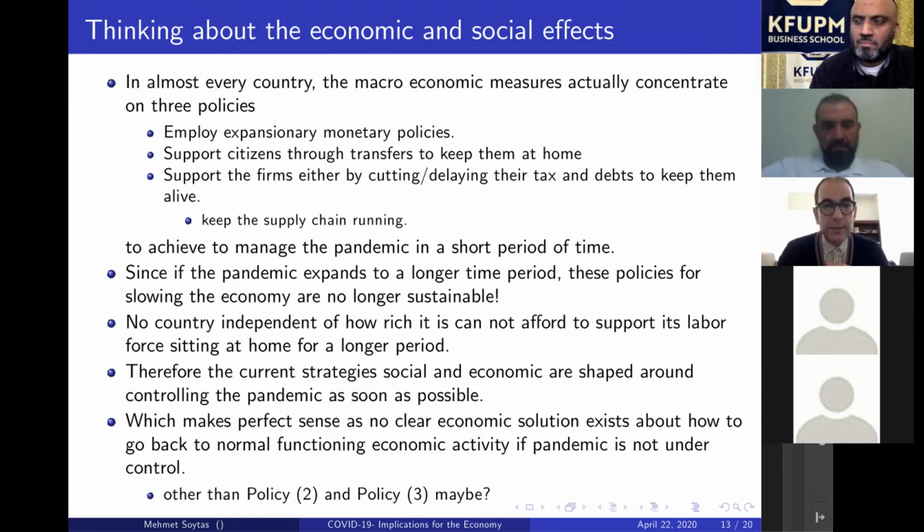So then, going back to a normally functioning economy, if the pandemic is not under control in the short run, what options are we left with? I think we are left with the other two options the economists are coming up with, policy 2 and policy 3. And let's remember what those were.